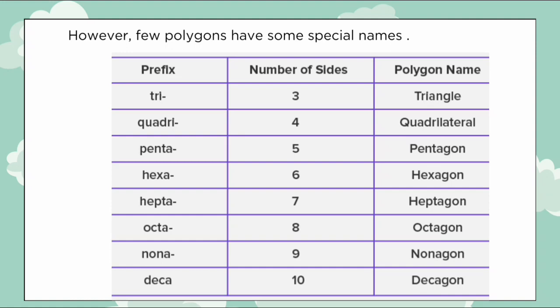For tri, it means shape with 3 sides. For quadri, it means shape with 4 sides. For pent, it means shape with what? 5 sides. For shape with 6 sides, it's called hexagon, heptagon, octagon, nonagon, and decagon.